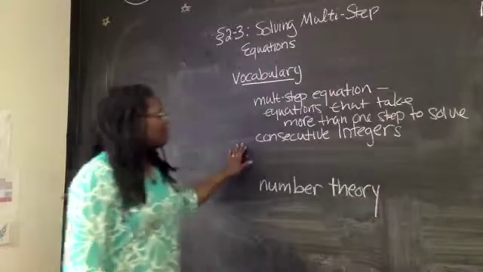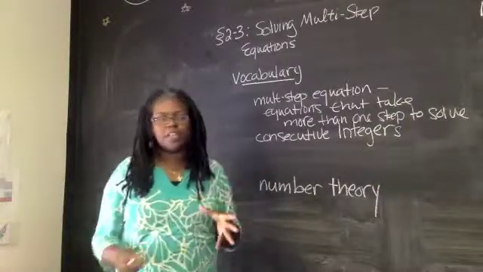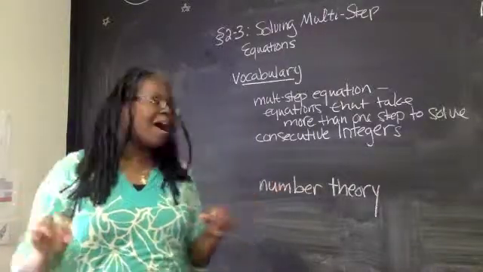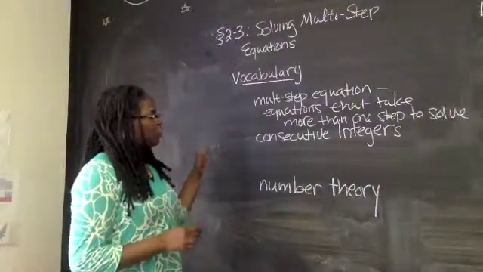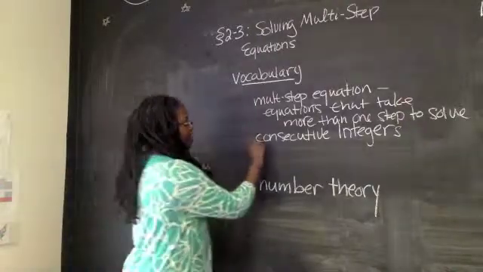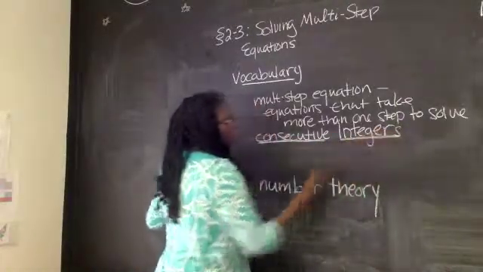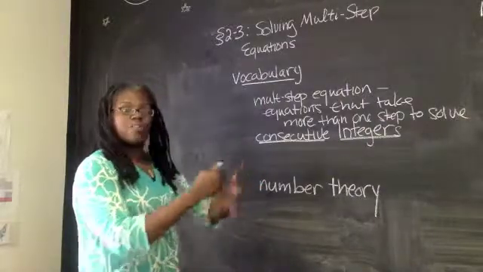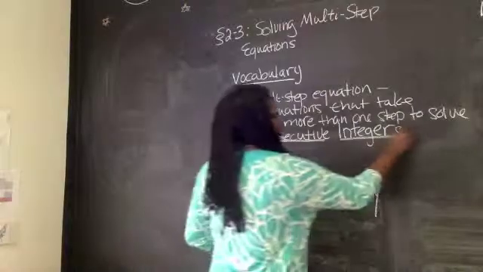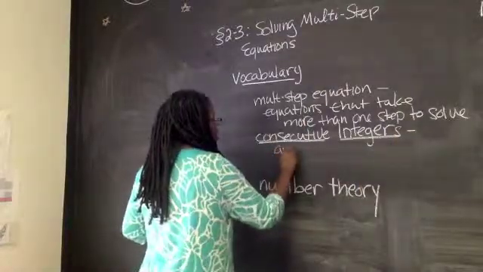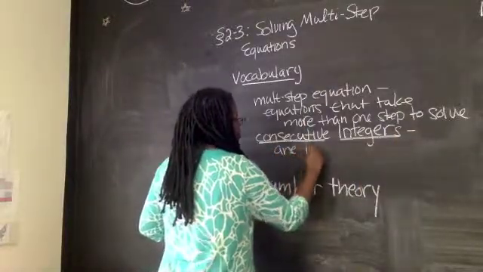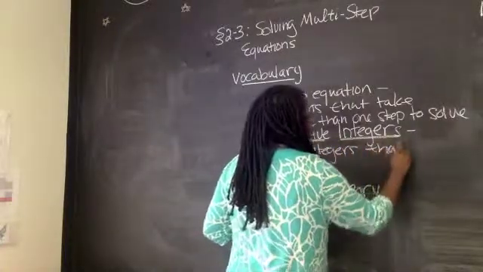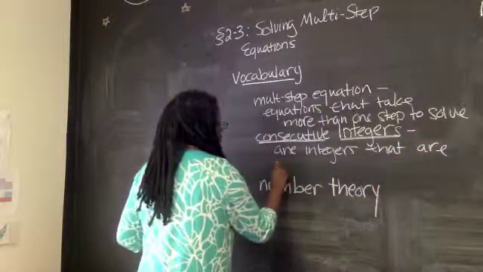Our next vocab term is consecutive integers, and I want you to really think about this because the concept of consecutive integers comes up in a lot of problems. So you really need to make sure you understand what's being discussed here. With consecutive integers, you are talking about numbers that come one after another, in order of counting numbers. So we can say consecutive integers are integers that are in counting order.